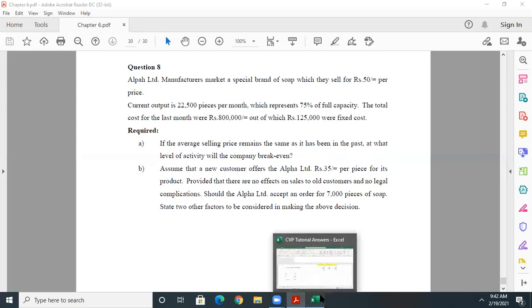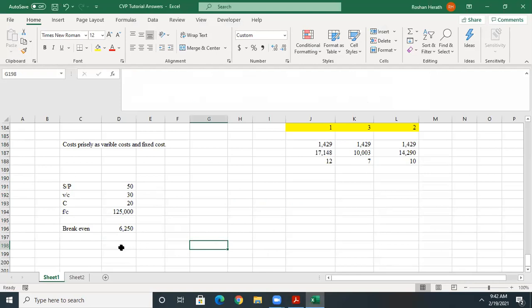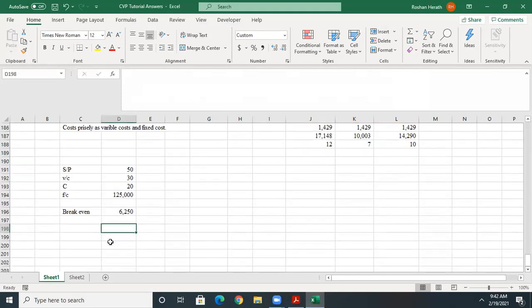Then it asks, assume that the new customer offers the Alpha Limited 35 per piece for the product. It's a special order scenario. So when it comes to the special order scenario, the very first question that you need to ask is whether you can accept this particular order based on your capacity, or in simple words, whether you have excess capacity.